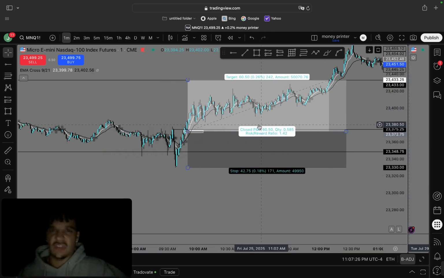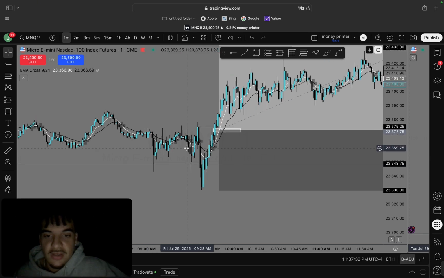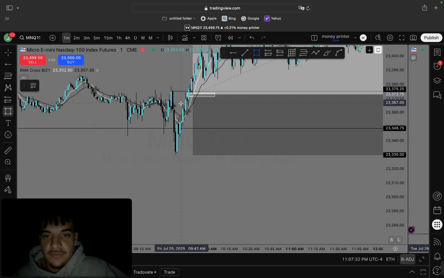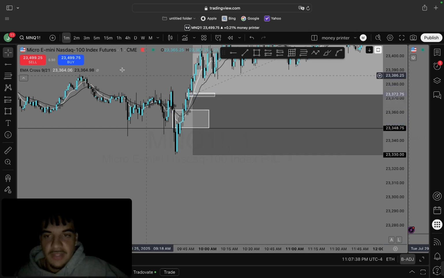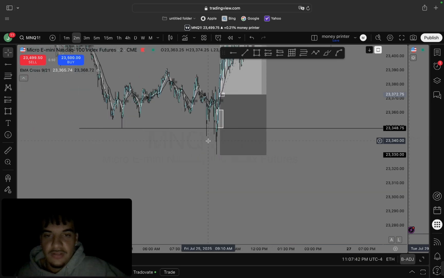So pretty choppy day. I didn't even notice this. Pretty choppy day, but you could play it off of this inverse fair value gap. Boom, you could play it off this inverse fair value gap, and then you could have caught entry right inside the macro right here, or even we can see what the 2 minute looks like.